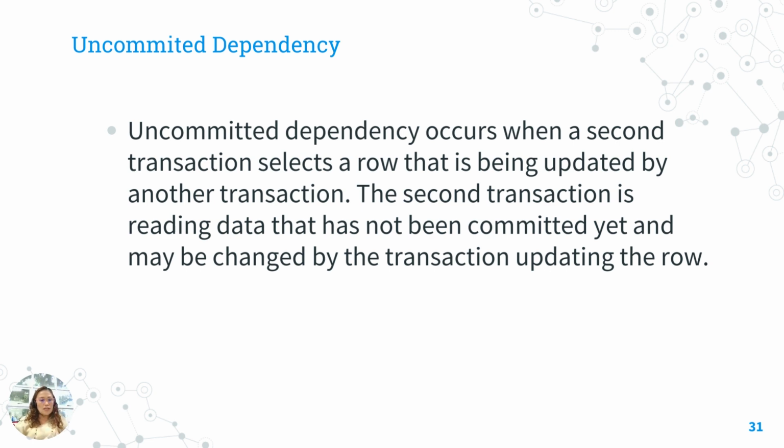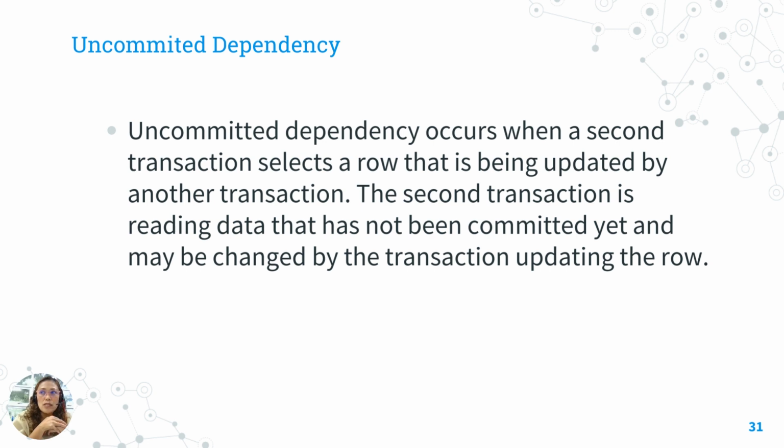Okay, so let's go to the second problem encountered with concurrent access to the database, and that is the uncommitted dependency. This occurs when a second transaction selects a row that is being updated by another transaction. So the second transaction is reading data that has not been committed yet and may be changed by the transaction updating the row. This also violates the isolation property of a transaction.